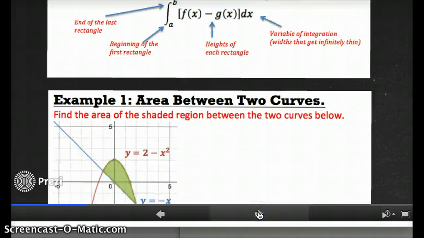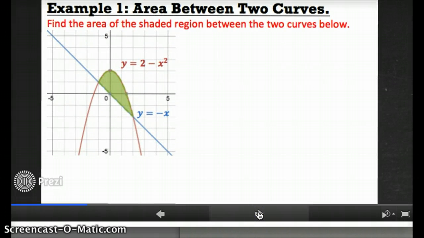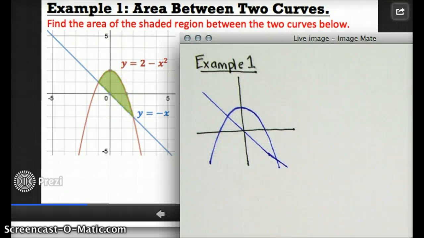Let's give it a try. This is the example from class. We're supposed to find the green shaded region, and we're given the definition of the two functions that it sits between. You always want to start by creating a picture. Your sketch doesn't have to have exact points. It does have to approximately represent the shape.